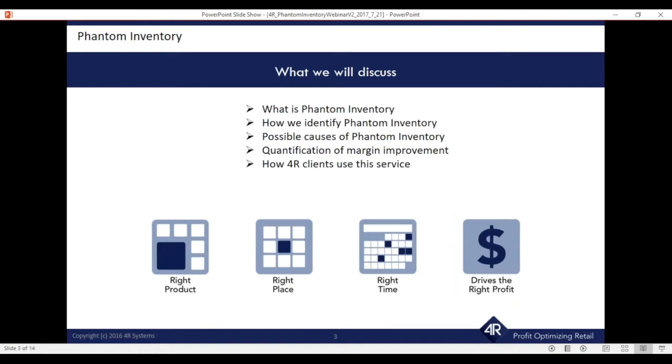Hi, I'm Susie Morello, and today we're going to be talking about phantom inventory. What we're going to discuss is what is phantom inventory, how we at 4R identify phantom inventory, possible causes of phantom inventory, quantification of margin improvement, and how some of the 4R clients use this service today.